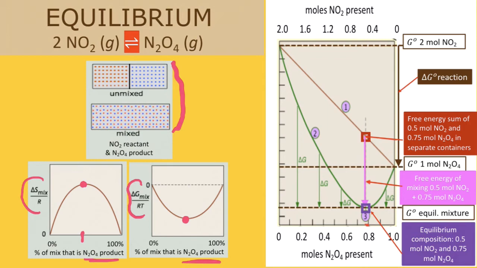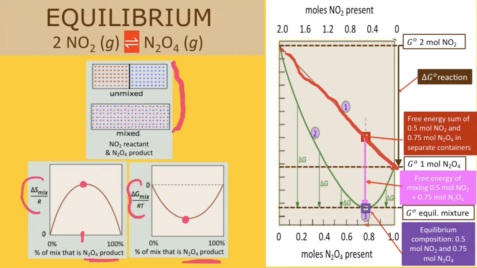Let's look at the graph on the right. Line 1 is a straight line that shows how delta G would change as the reaction progressed if we could somehow keep the reactants and products separate. So like every time a molecule of NO2 dimerized to N2O4, it was taken out and kept separate. And there we prevented mixing.